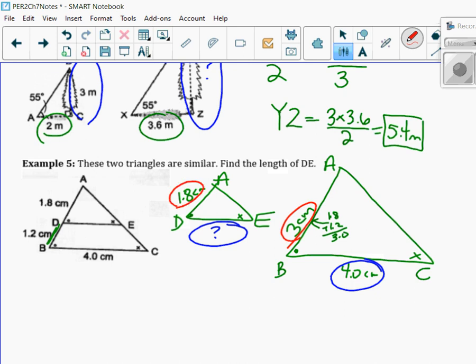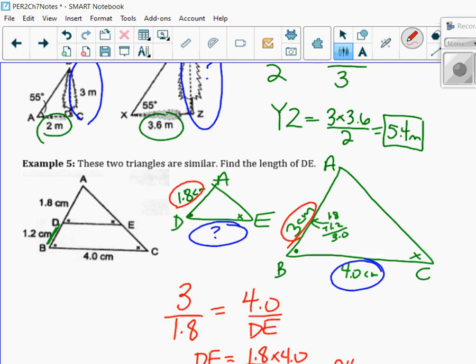So again, if you start with the right, put the right over the left or the left over the right, make a decision and stick with it for both setups. So I'm going to start with the right. So 3 over 1.8 equals 4.0 over DE. DE is 1.8 times 4.0 divided by 3, and I get 2.4 centimeters.